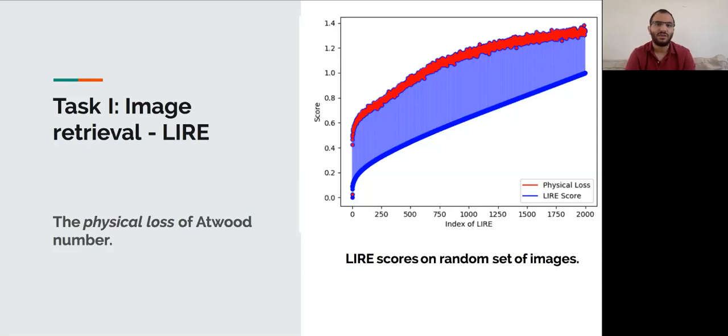On the graph, we can see two trends. The red trend is the physical loss, and the blue trend is the ordered LIRE scores. As one can see, the average physical loss of the first 200 images is 0.5. This means that if the Atwood number is 0.1, LIRE gives us an Atwood number of 0.15. We will later compare the performance of LIRE against InfoGAN.